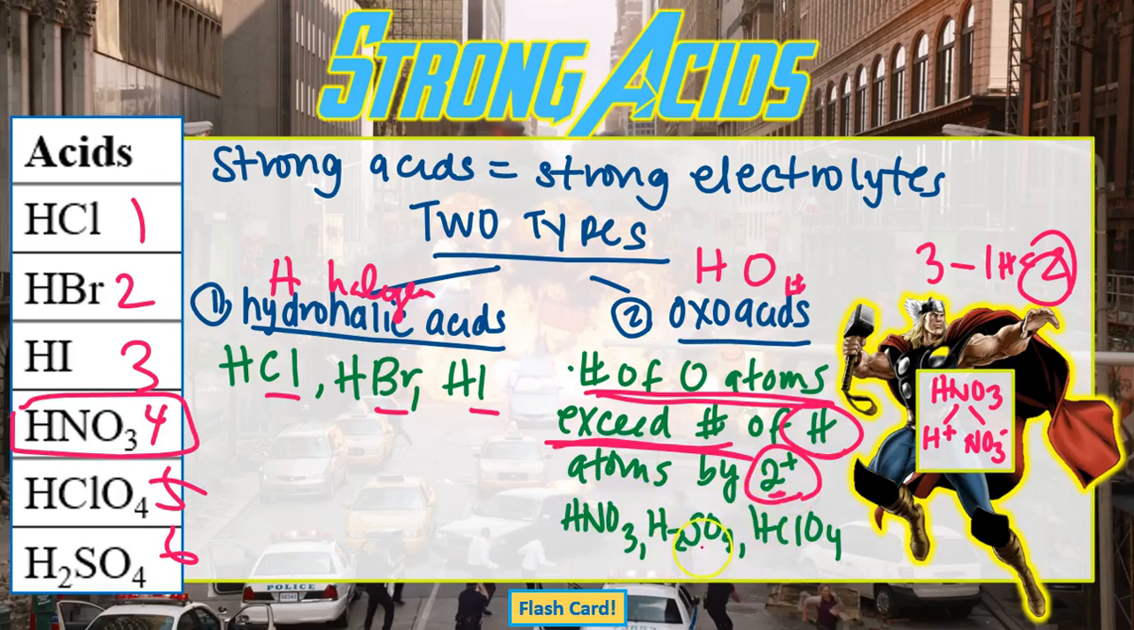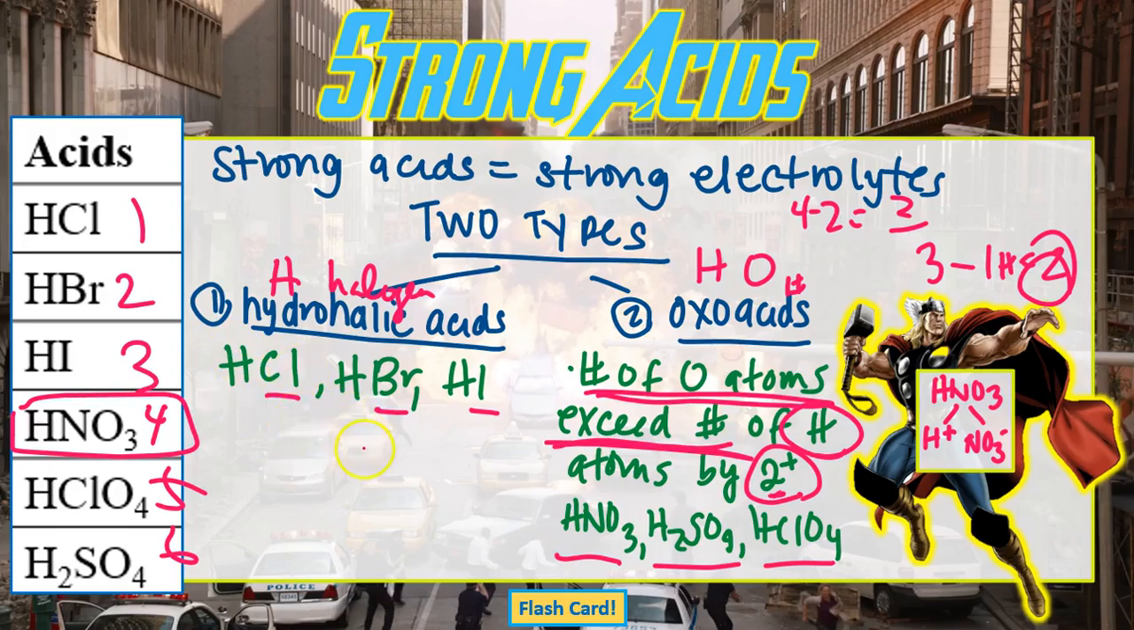Let's look at H2SO4. We have 4 oxygen atoms minus 2 hydrogen atoms. We are at 2. Remember, we have to be at 2 or more to fit the oxo acid standard to be a strong acid, okay, folks? And of course, all the other definitions that we're layering on. The 3 examples that we have here are HNO3, H2SO4, and HClO4, which are simply nitric acid, sulfuric acid, and perchloric acid. Then hydroiodic acid, hydrobromic acid, and hydrochloric acid, okay? So these are the 6 that we usually have.